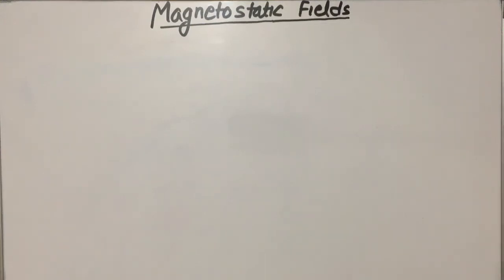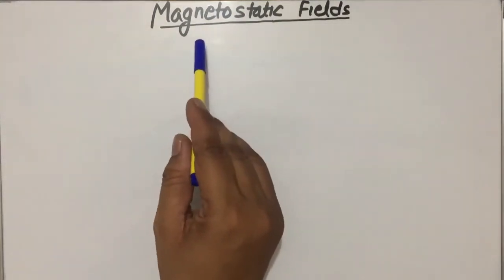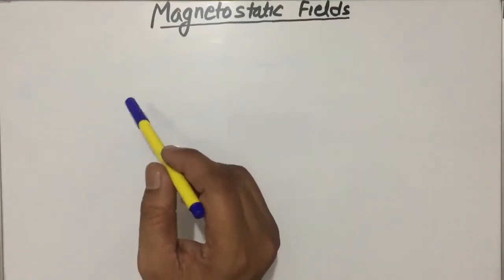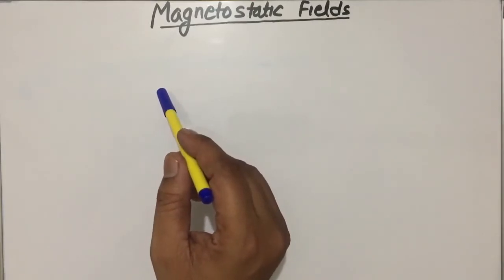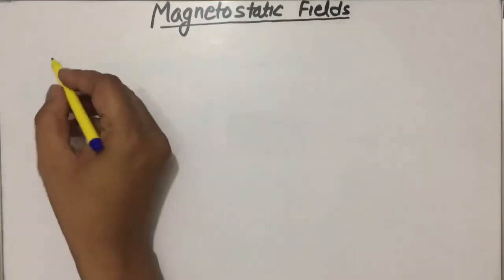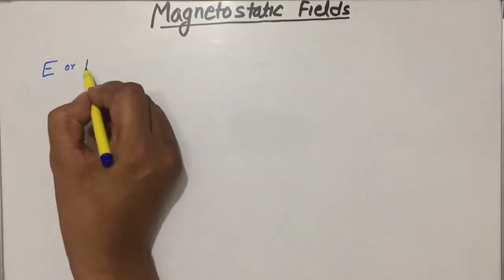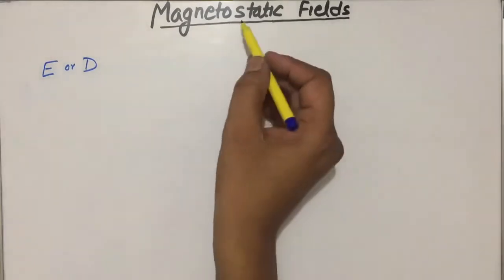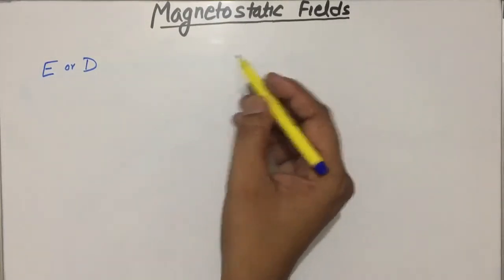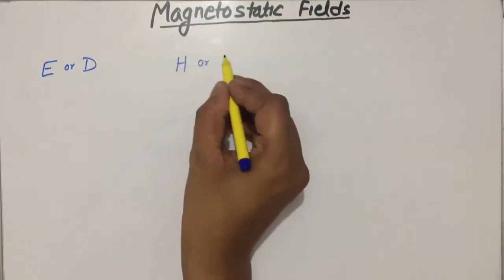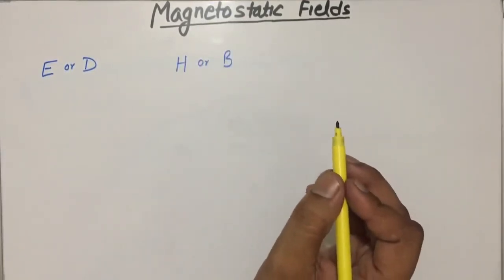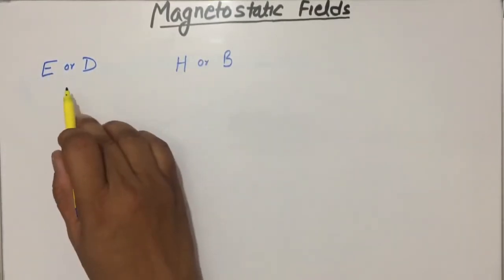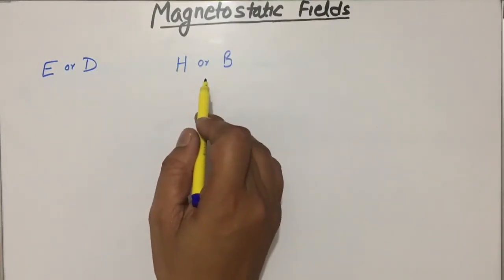Good morning, students. Today we will start a new unit, that is magnetostatic fields. In the previous unit we limited our discussion to static fields that were characterized by E or D. We now focus our attention on static magnetic fields, which are characterized by H or B. In this way, there are similarities and dissimilarities between electric fields and magnetic fields.